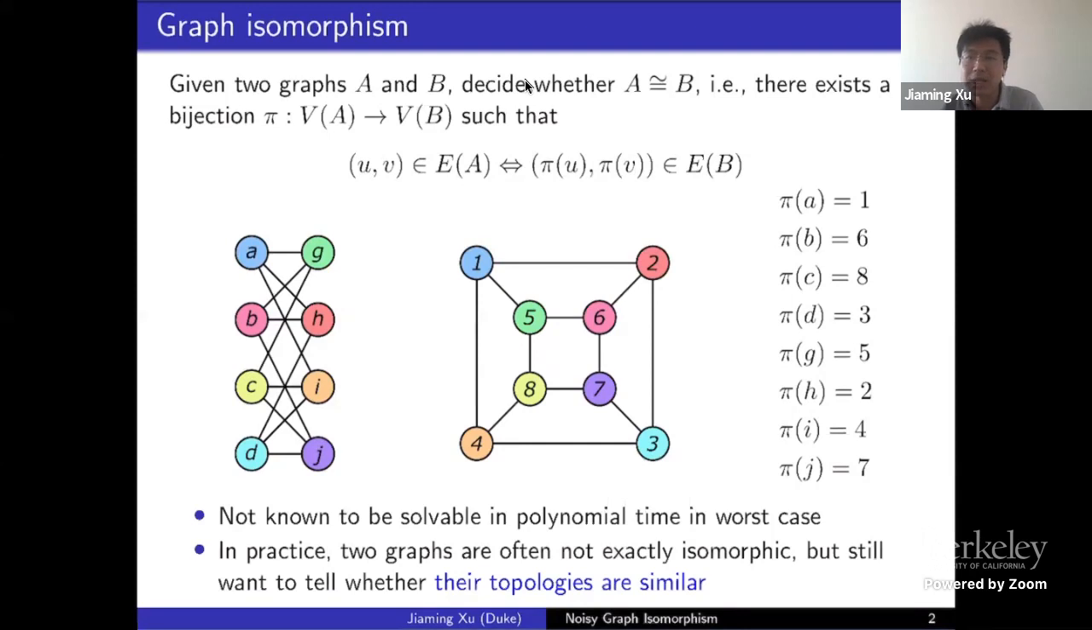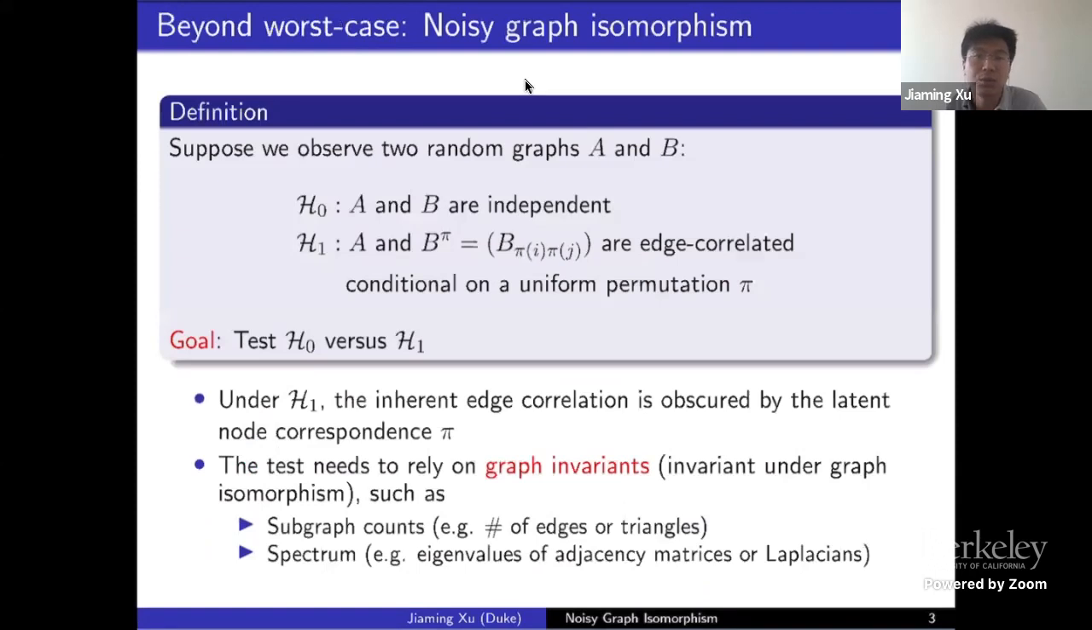And you can imagine in practice, we can encounter a more difficult scenario where two graphs may not be exactly isomorphic, but we're still interested in telling whether their topologies are similar. Fortunately, real networks are arguably not necessarily in the worst case. This consideration motivates us to move beyond worst case and consider graph isomorphism in the average case. In particular, we consider this noisy graph isomorphism problem as a hypothesis testing problem.